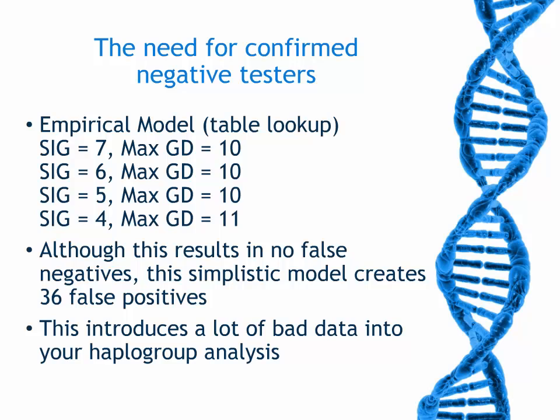But the simplistic model creates 36 false positives, people who tested negative or confirmed negative, but if you use this algorithm, they're positive. So that's going to generate a lot of bad data into your data sets by using this simplistic approach.